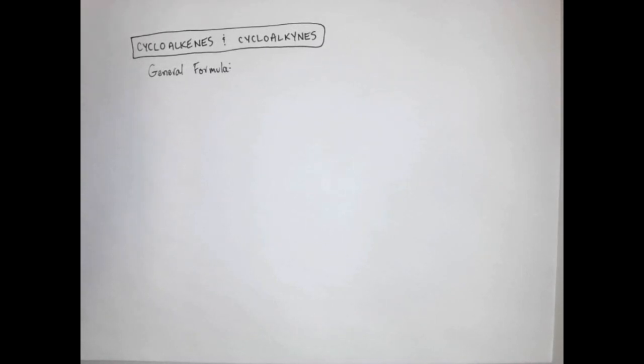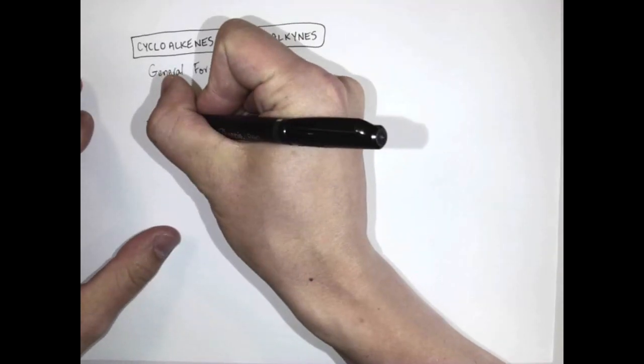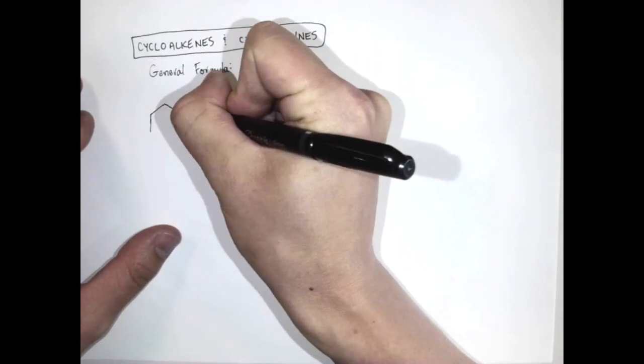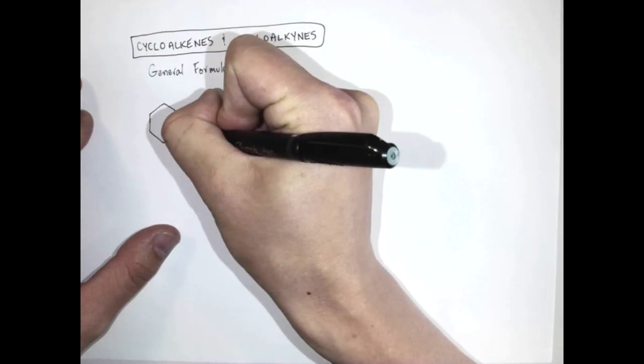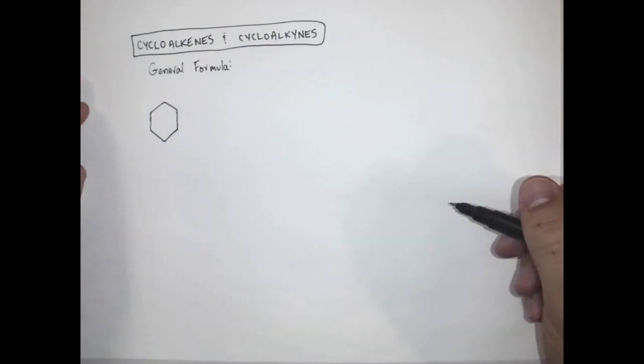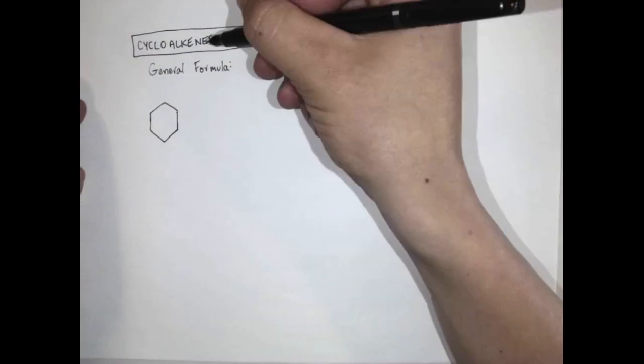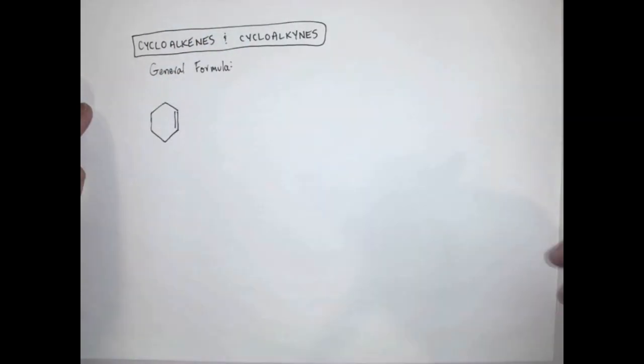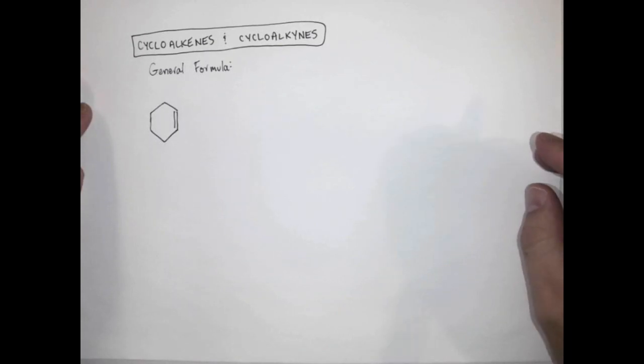Welcome back, everybody. In this video, we're going to look at cycloalkenes and briefly look at cycloalkynes. Just like cycloalkanes, cycloalkenes are rings of carbon atoms. The big difference, though, is that a cycloalkene has a double bond, at least one double bond, I should say, in the ring of carbons.